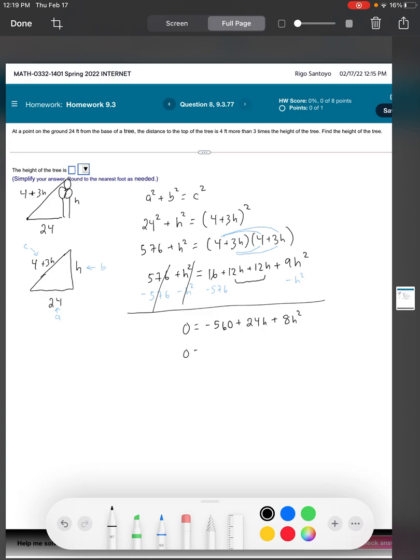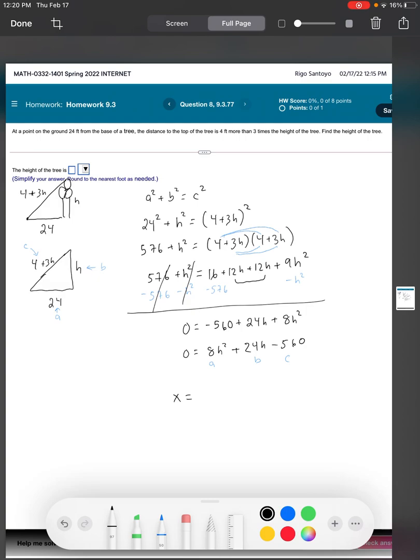We just rewrite this. We want the power of 2 to go first, the h term goes next, and your negative 560 goes last. Let's make sure we're not changing signs. From here, it looks like we're using the quadratic formula. We call this A, call this B, we call this C.